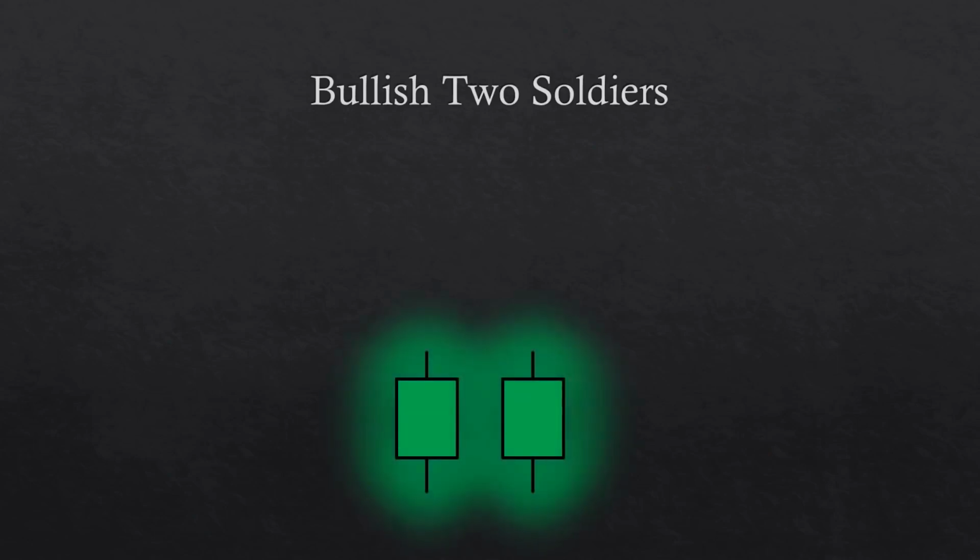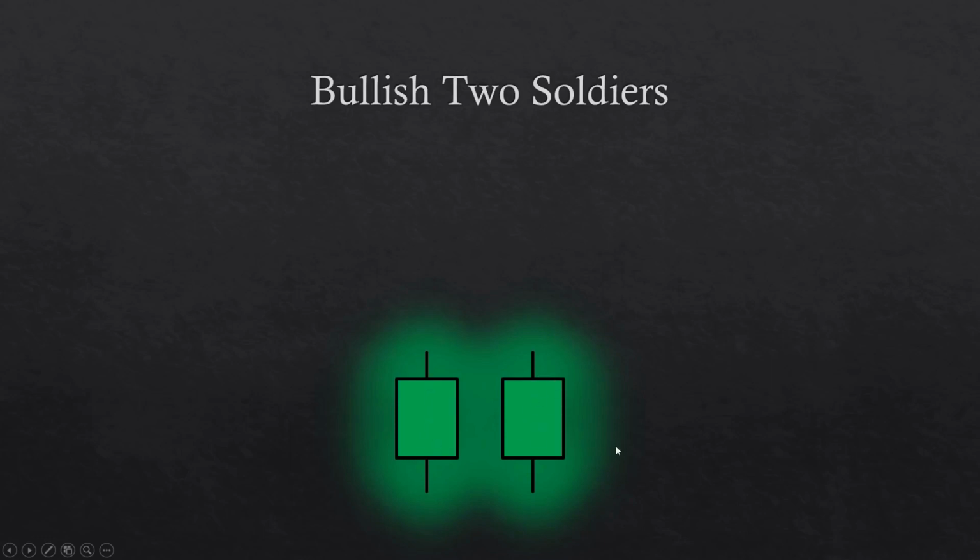The first pattern is called Bullish two soldiers, which is a bullish reversal pattern. The main characteristic of the bullish two soldiers is that the candles are isolated by one gap before and one gap after the pattern. The two soldiers in reference to the two candles that form the pattern are two bullish candles that have a small body.